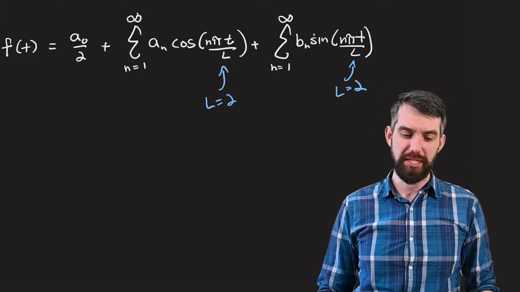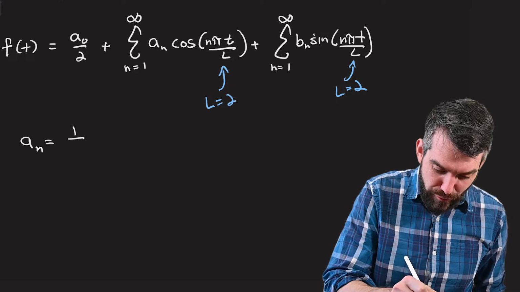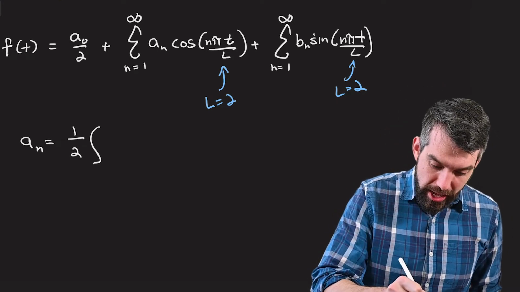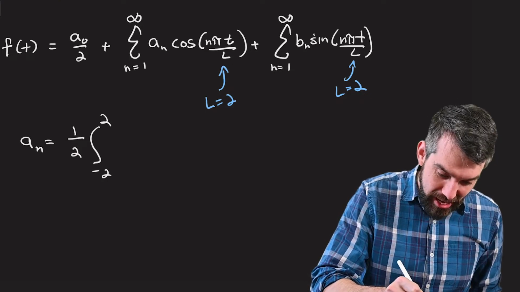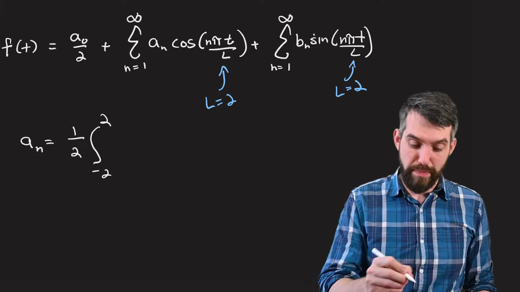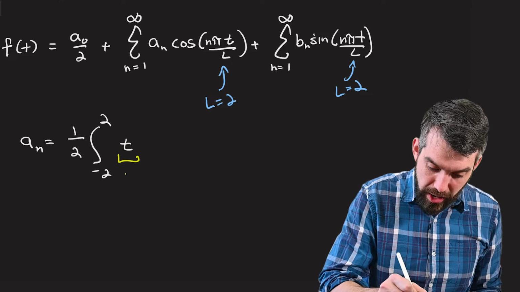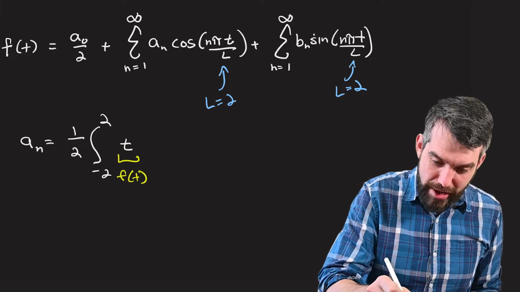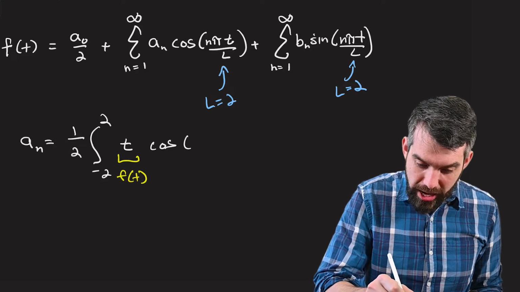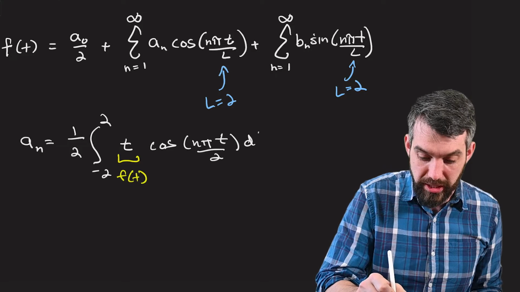All right, now the next thing I want to do is try to write down the formulas for the coefficients. And the first one I'm going to do is write down the formula for the an. And the formula goes as this. It's 1 divided by L, which in this case is the value of 2. The integral between -L and plus L, which is -2 up to 2. And then for the integrand, I put first the function, which in our case is going to be t. So this is the specific function that we have for our specific example. And then multiplied by cosine of n pi t divided by 2 dt.